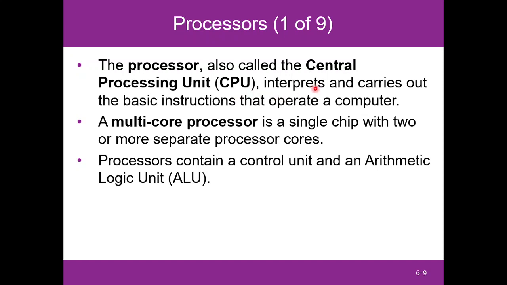And what is that intelligent work? It basically interprets and executes, or carries out, the instructions that operate a computer. Those instructions are written by software developers or programmers. Programmers write those instructions, and the CPU interprets them. Interpreting means it tries to decode what those instructions mean, and then it carries out or executes those instructions. That is what a CPU does.